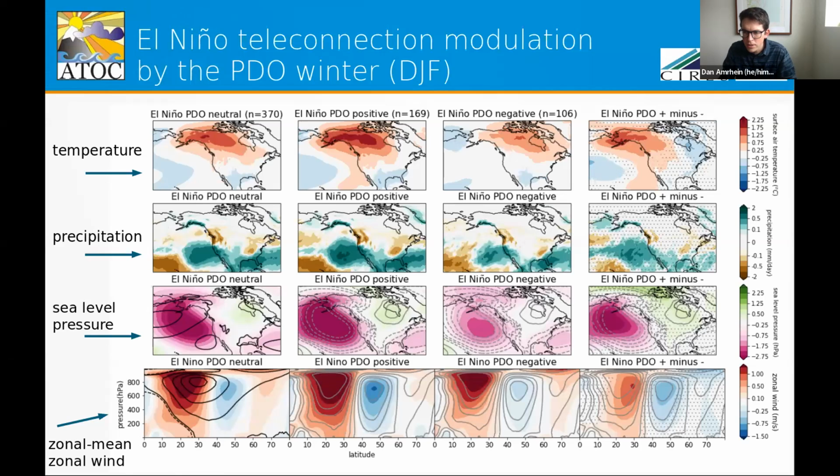Nicola, we had a clarification question. Oh, sorry. Yep. Oh, yeah, no worries. Could you please define what positive, neutral, and negative mean for ENSO and PDO?